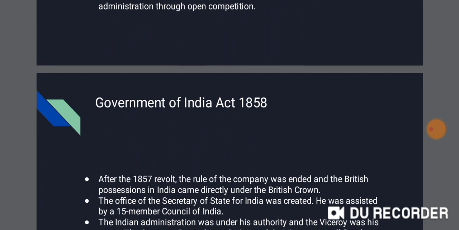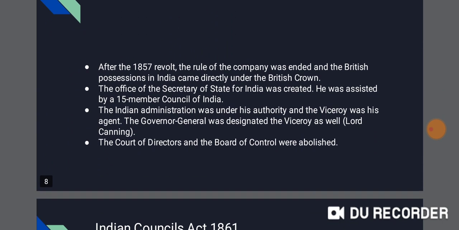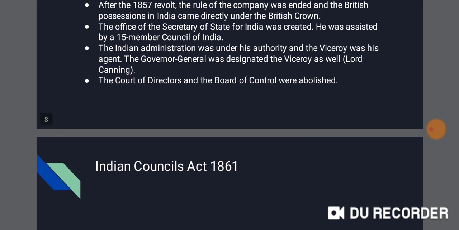Government of India Act 1858. After the 1857 revolt, the rule of the company ended and the British possessions in India came directly under the British Crown. The office of Secretary of State for India was created. He was assisted by a 15-member Council of India. The Indian administration was under his authority and the Viceroy was his agent. The Governor General was designated the Viceroy as well, Lord Canning. The Court of Directors and the Board of Control were abolished.